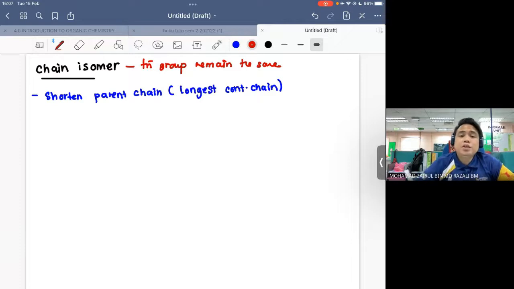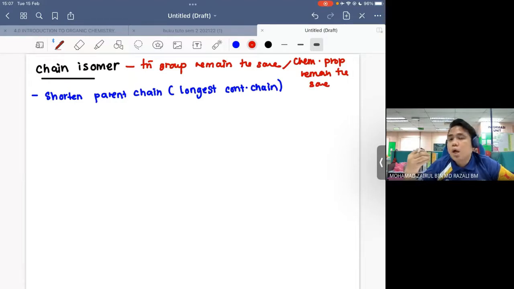If the functional group remains the same, it means the chemical properties also will remain the same. Because as I taught yesterday about functional group, remember that the chemistry or the chemical properties of the organic compound depend on the type of the functional group. So if the functional group is the same, it means the chemical properties, or how the molecule reacts with reactant, will all be the same. But what differs is that now we have a difference in terms of the structure.